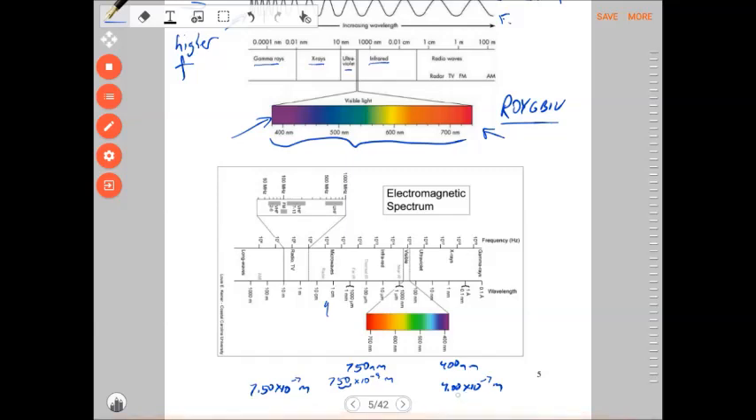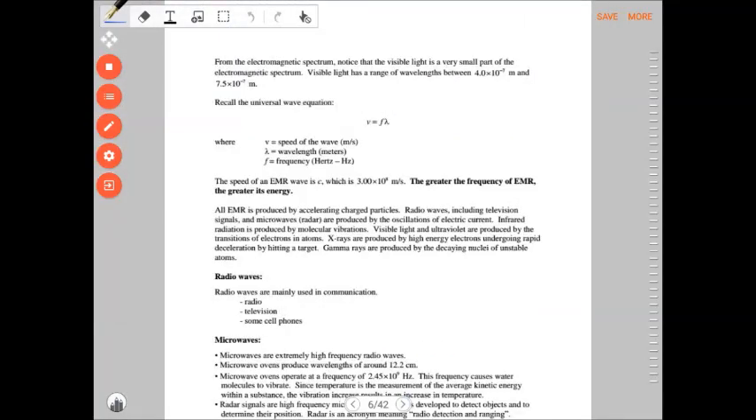Moving past, or shorter than, 4.00 times 10 to the negative 7, that gets into ultraviolet light. Ultraviolet bleeds into X-rays, then into gamma rays. So that's just some basic trends. Now, from the electromagnetic spectrum, notice that visible light is a very small part of it. Visible light has that range, 4.0 times 10 to the negative 7 meters to 7.5 times 10 to the negative 7 meters.